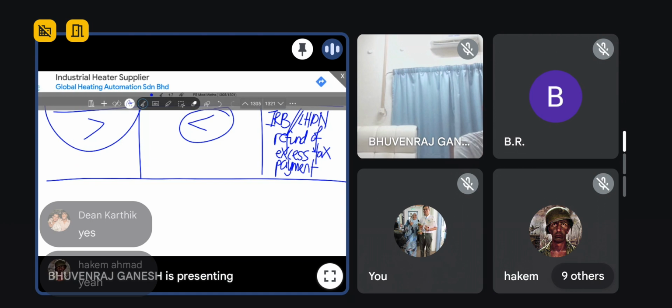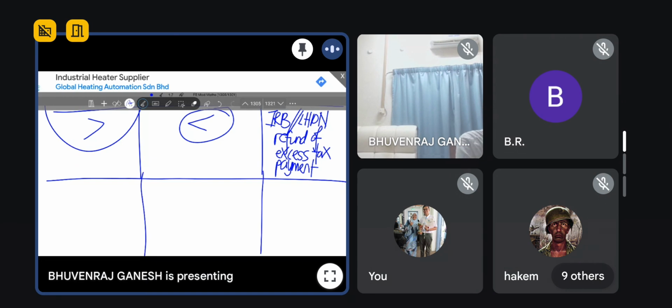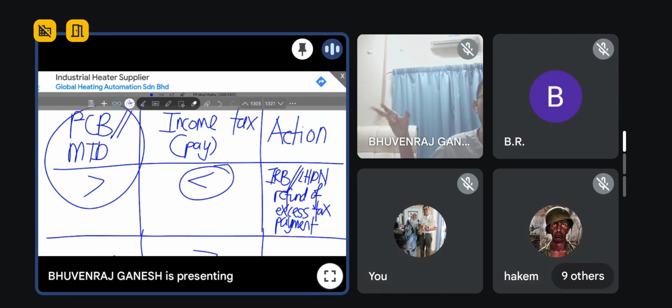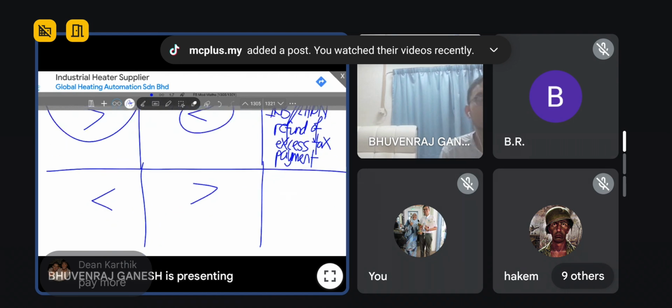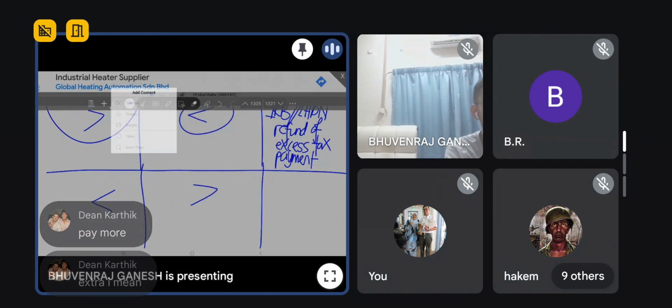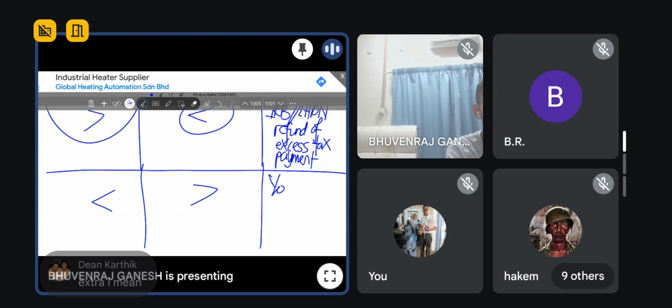Okay, second scenario, let's say now opposite, bertentangan. What will happen now, guys? Income tax lebih besar dari PCB. Cukai yang kamu kena bayar tu lebih tinggi. Yes, you have to pay the excess. You have to pay the extra to the IRB. Okay, pay extra tax to IRB.